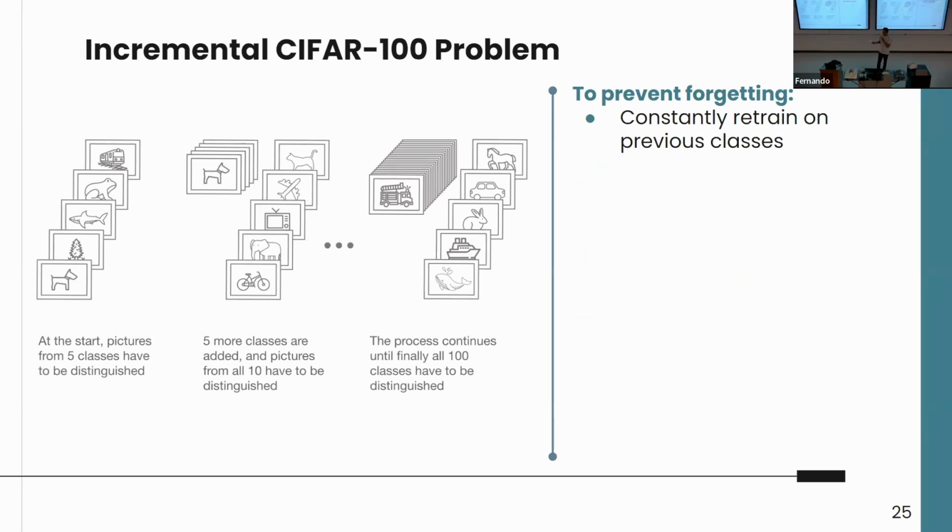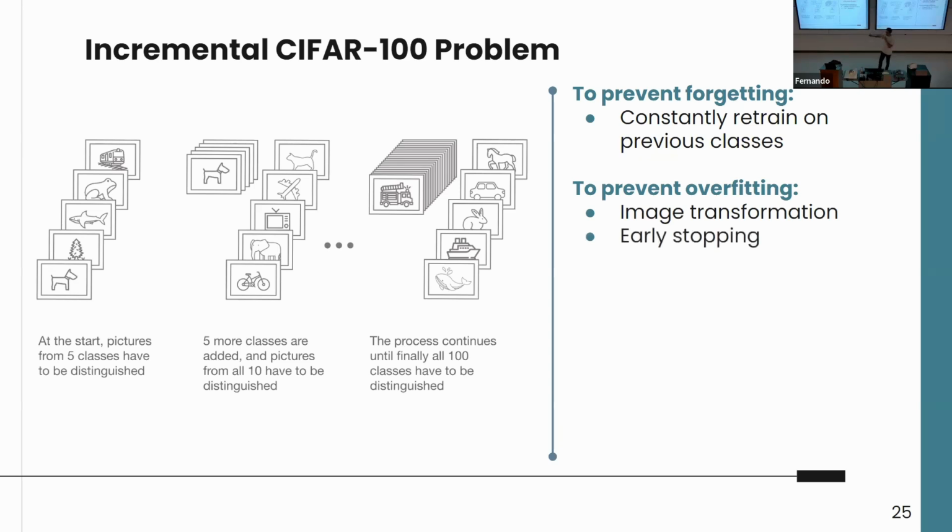But this can lead to another problem because the network is constantly being trained on all classes. And maybe it might overfit to all classes and not be able to learn from new ones. So we also need to find a way to prevent overfitting. And to do that, I'm going to use image transformation, which has been shown to be very effective at preventing overfitting. And I'm also going to use early stopping. So I'm going to train the network until I see that the validation accuracy starts decreasing. I could give you more details about this later on, but for the moment, just accept that this helps prevent the problem of overfitting.